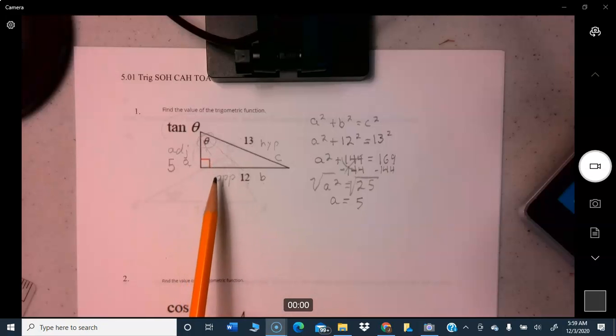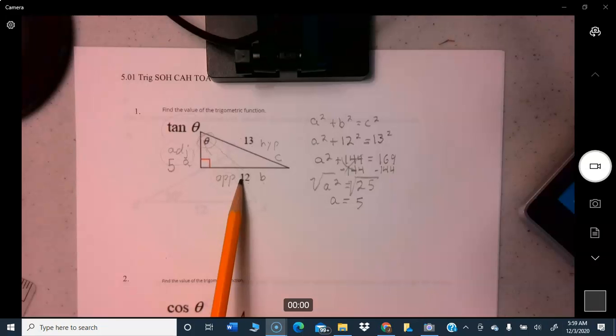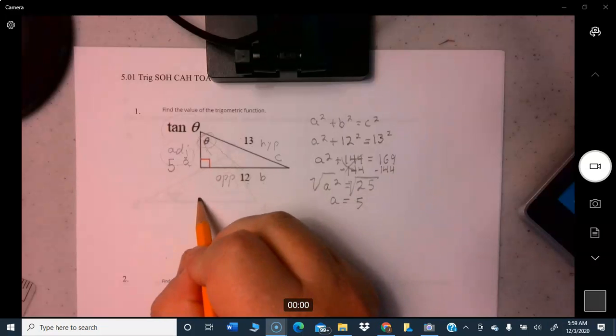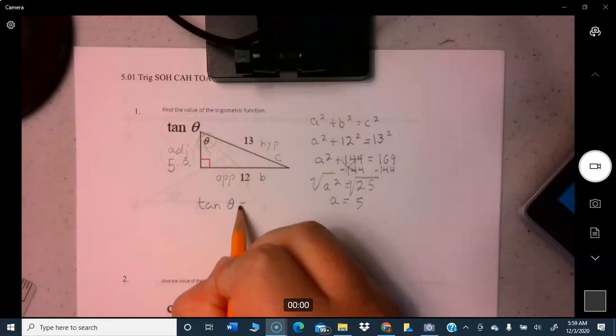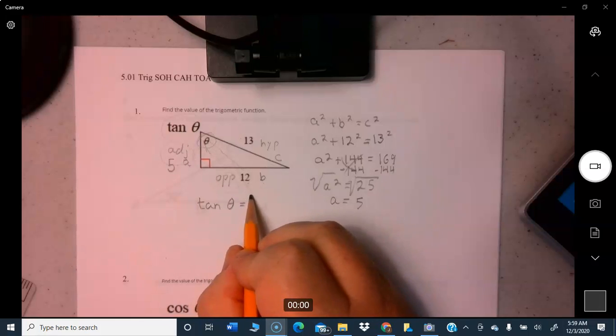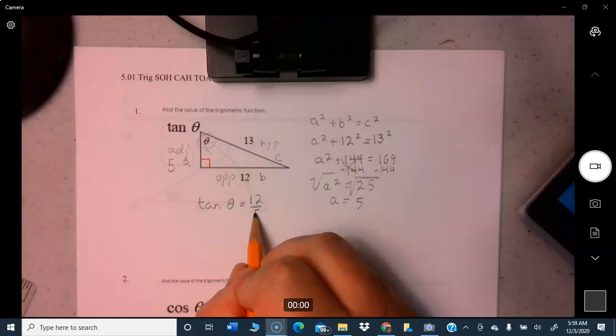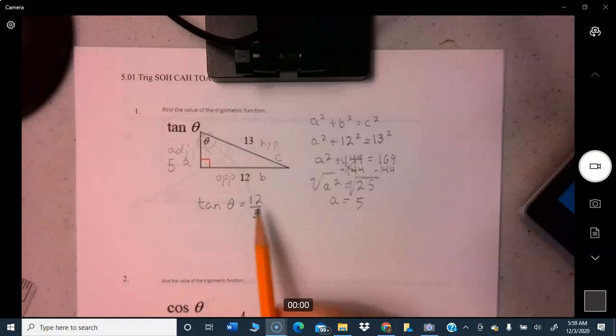So what is the tangent? We just showed you it's opposite over adjacent. That means it's going to be 12 over 5. So the tangent of theta, our unknown angle theta, equals opposite over adjacent, which is 12 over 5. You do not put that in decimal form, and you do not convert it into a mixed fraction. A mixed fraction would be 2 2/5. You leave it as an improper fraction, 12 over 5. Okay, and that's the answer to that one.